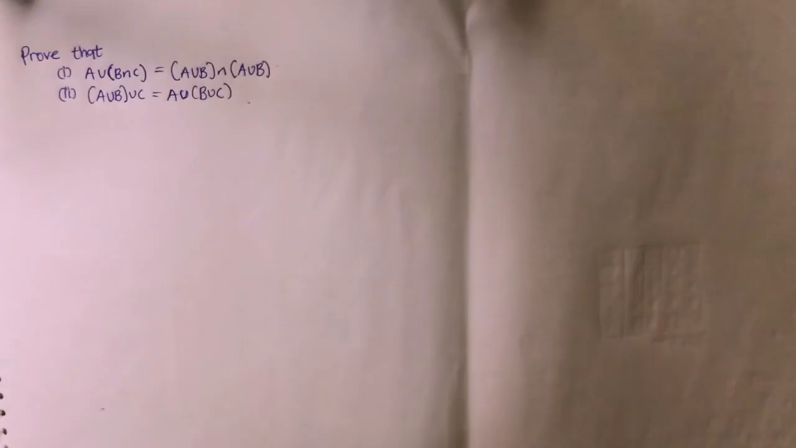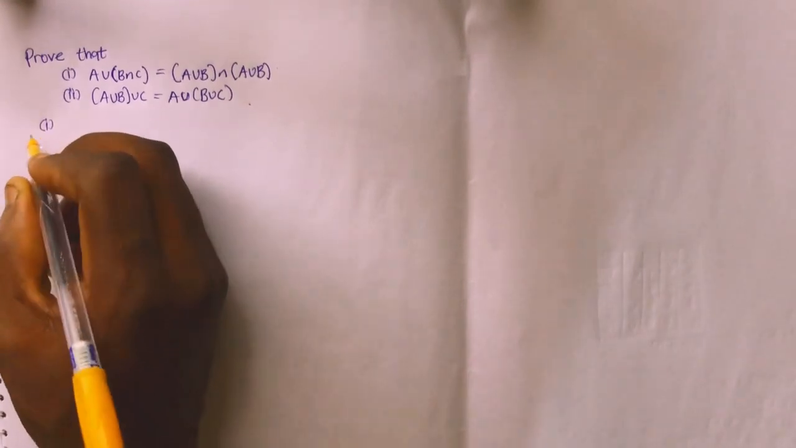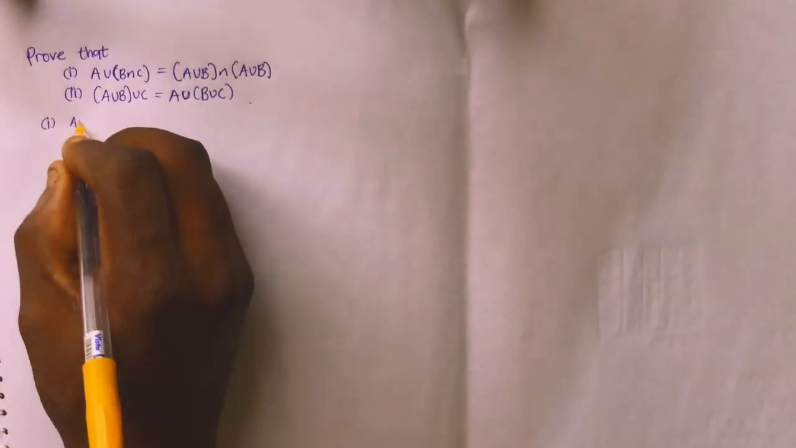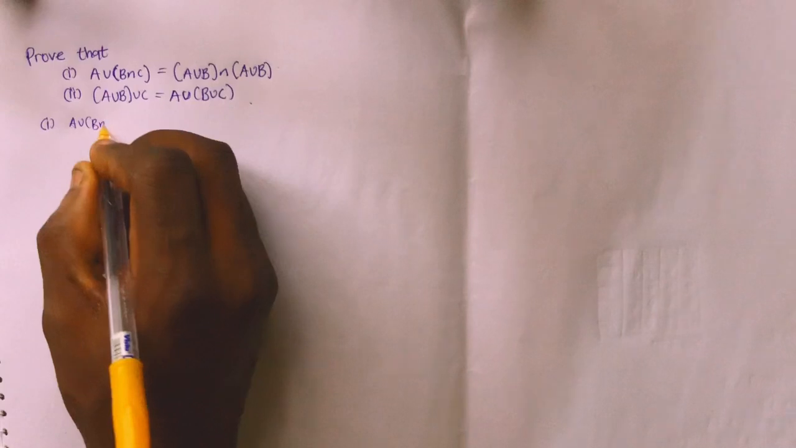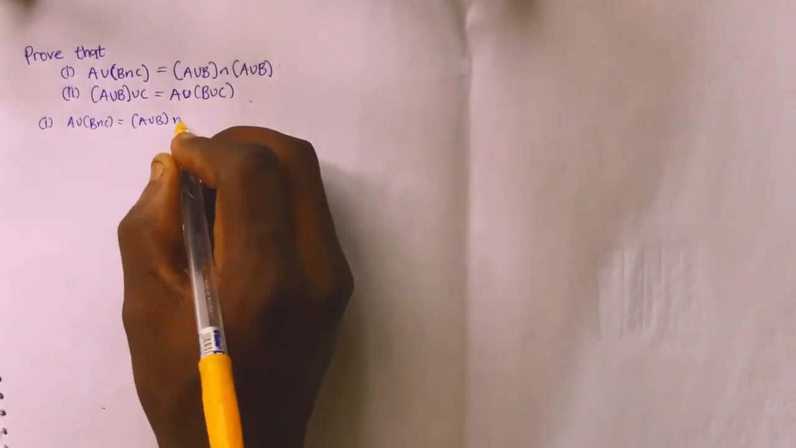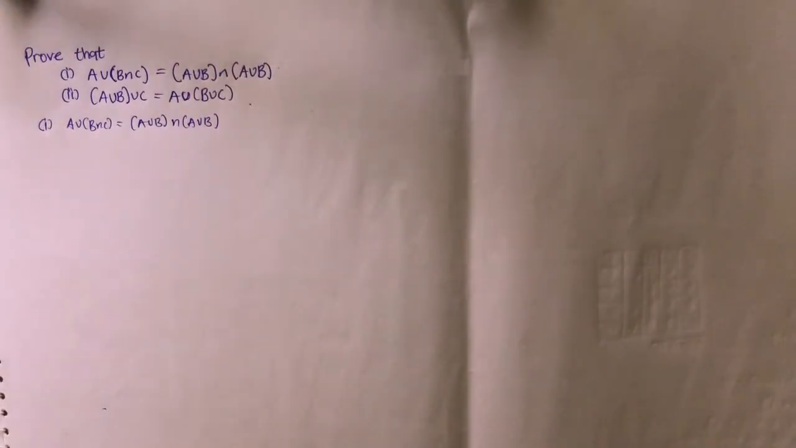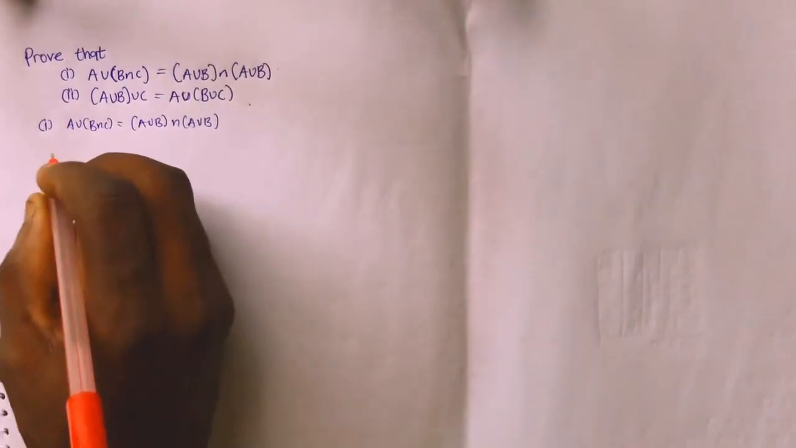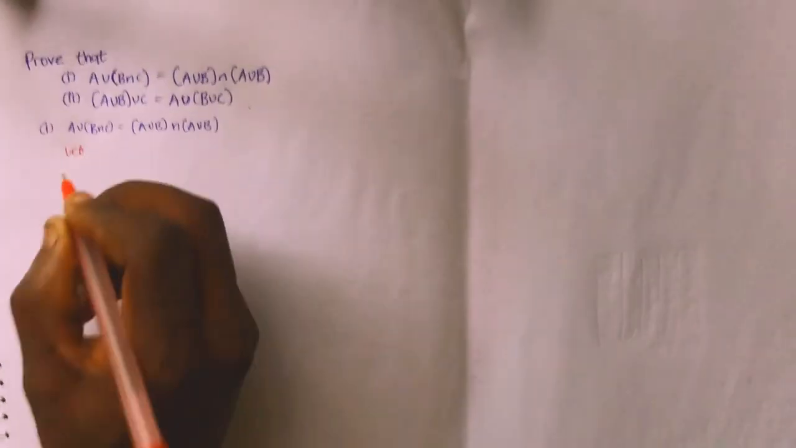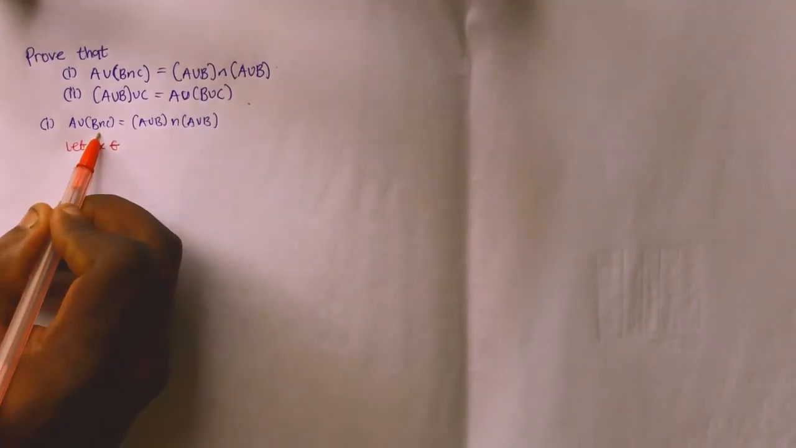Now looking at this, I'm proving the first one right now. I must prove that A union (B intersection C) equals (A union B) intersection (A union C). Very simple. Then I'm going to assume the fact that X is a member of the left-hand side. Now I'm proving from the left-hand side.